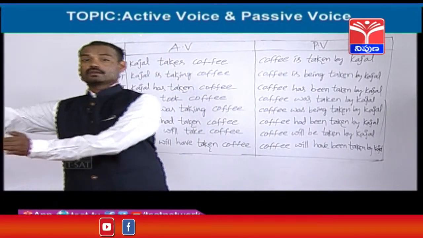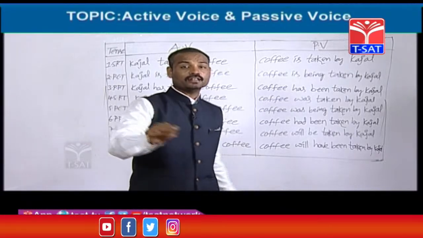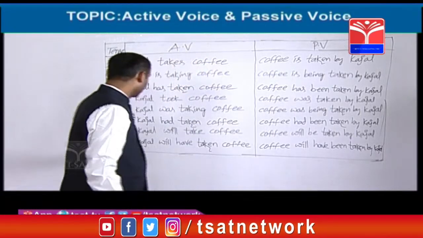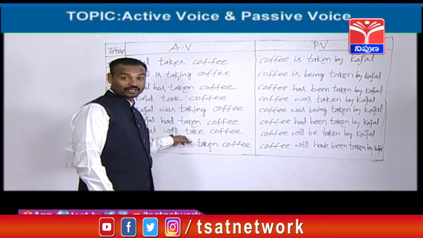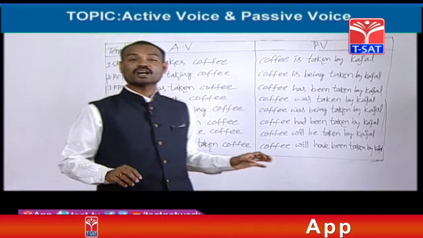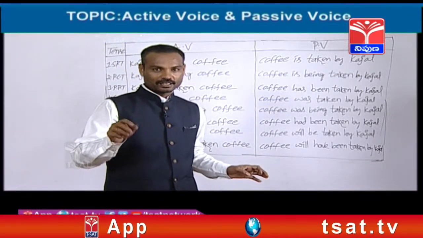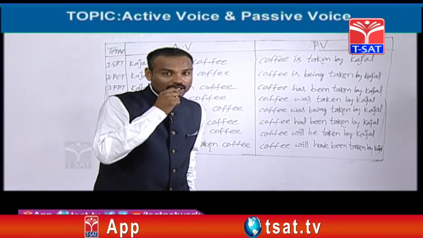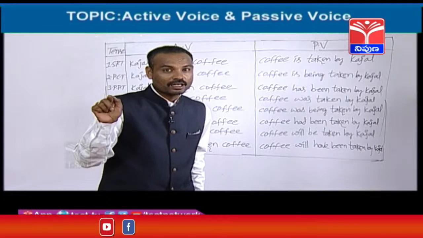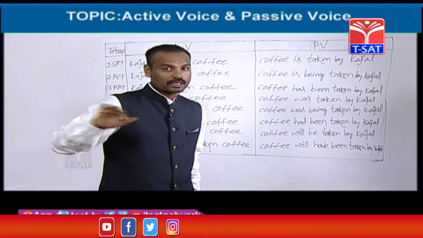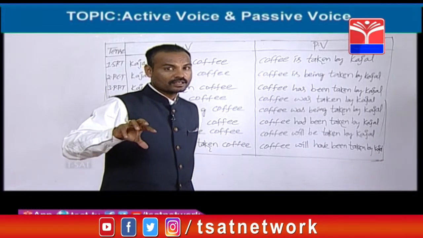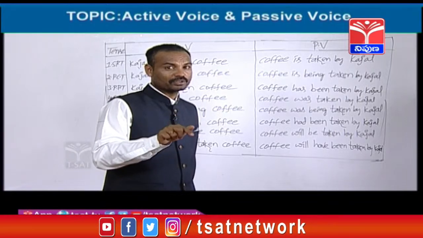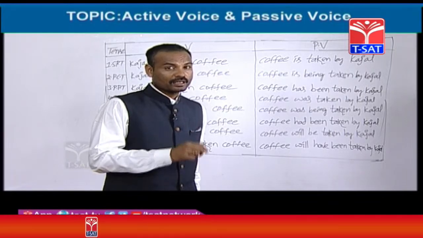Object coffee. Then helping verb. Will is a helping verb or not? Come on, take will. Coffee will, object over, helping verb over. Next main verb, take to taken. Third form, taken by Kajal.